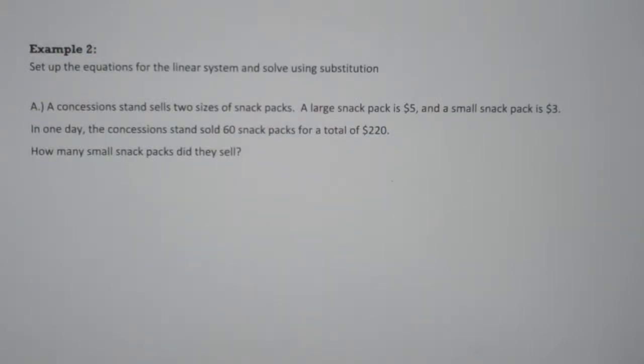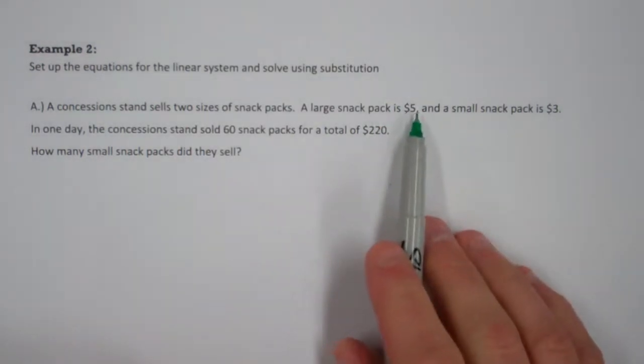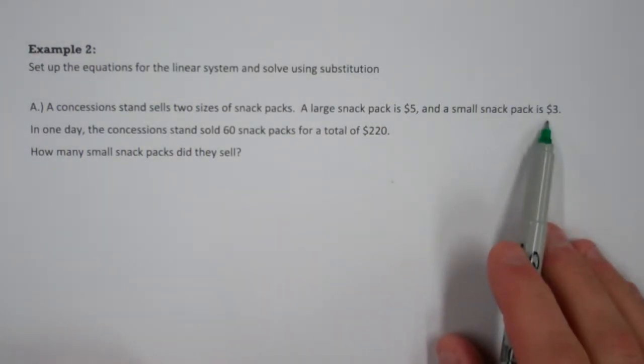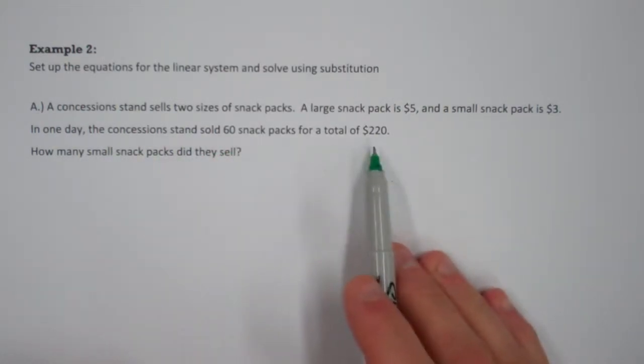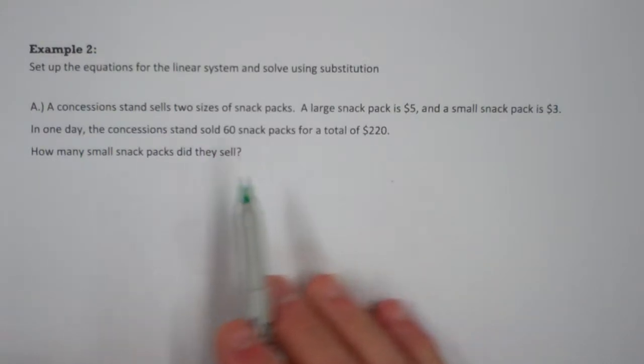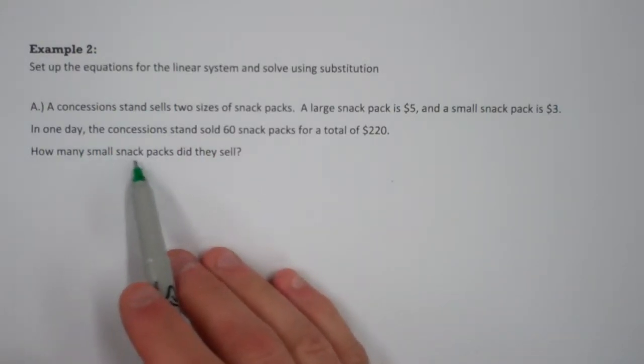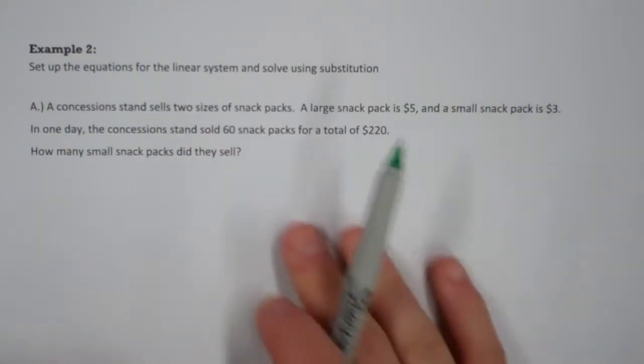In example 2, we want to set up the equations for the linear system and solve using substitution. In part A here, we have a concession stand selling two sizes of snack packs. The large snack pack is $5 and the small snack pack is $3. In one day, the concession stand sold 60 snack packs for a total of $220. Our question is, how many small snack packs did they sell?